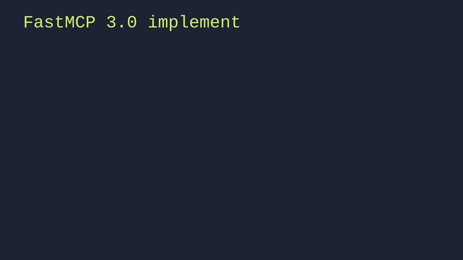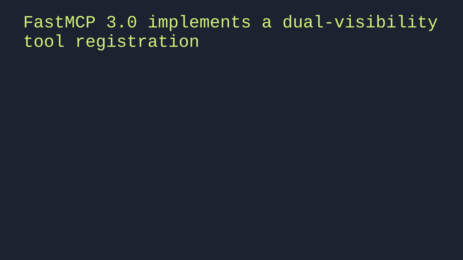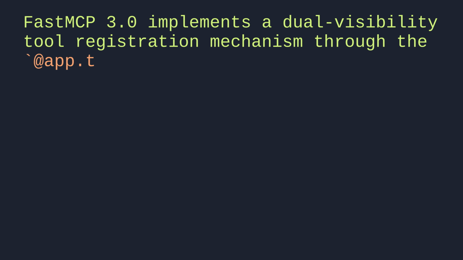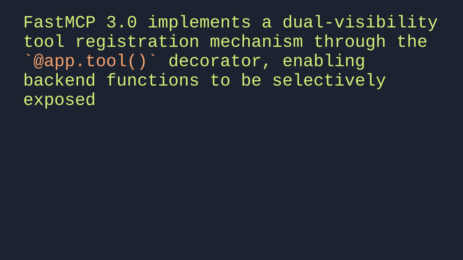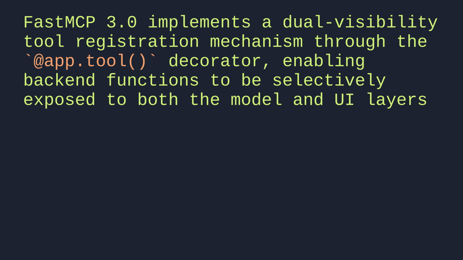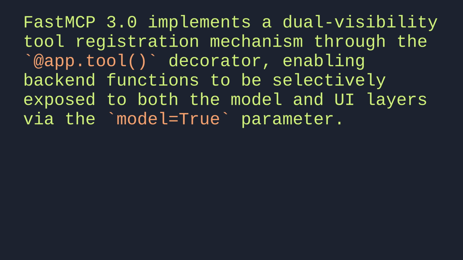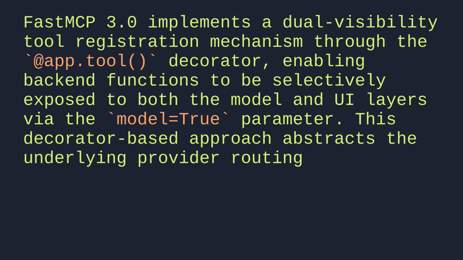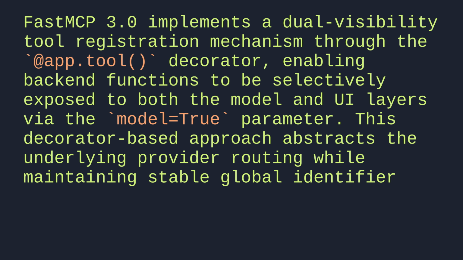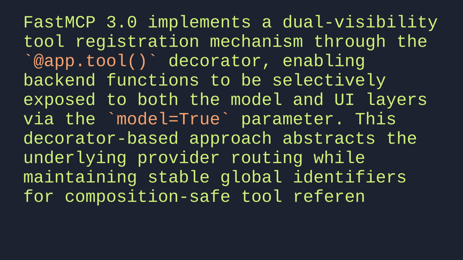FastMCP implements a dual visibility tool registration mechanism through the @app.tool decorator, enabling backend functions to be selectively exposed to both the model and UI layers via the model=True parameter. This decorator-based approach abstracts the underlying provider routing while maintaining stable global identifiers for composition-safe tool references.